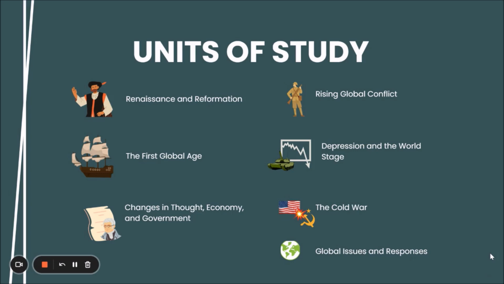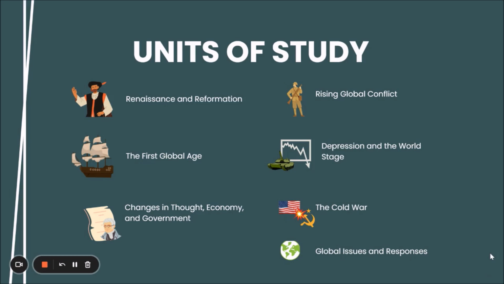Unit 3 will cover changes in thought, economy, and government. In this unit, students will learn about the agricultural and industrial revolutions, as well as about the scientific revolution and Enlightenment, which will lead to the American, French, and Latin American revolutions.